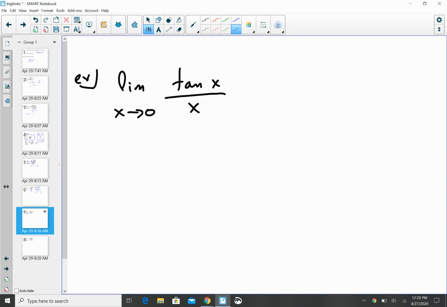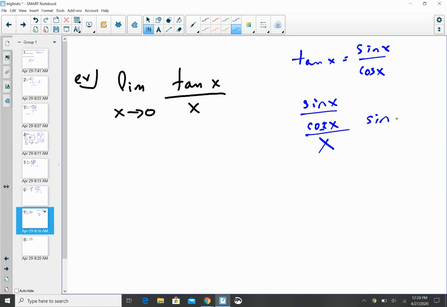Alrighty. What if you don't have sine or cosine? Well, guess what? You got to make it, like with tangent. Now, we do remember that tangent equals sine over cosine, right? So let's work that out. Sine over cosine over x. And when I do my little same change flip there, we're looking at sine of x over x cosine of x. That's how that simplifies.